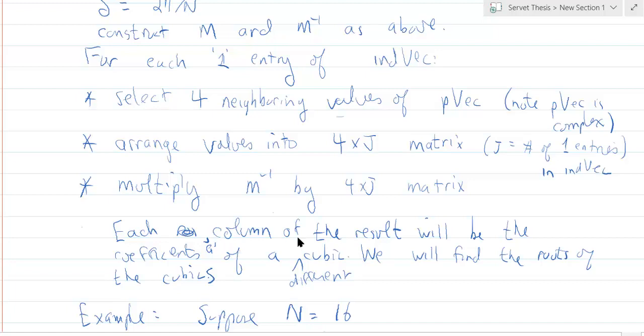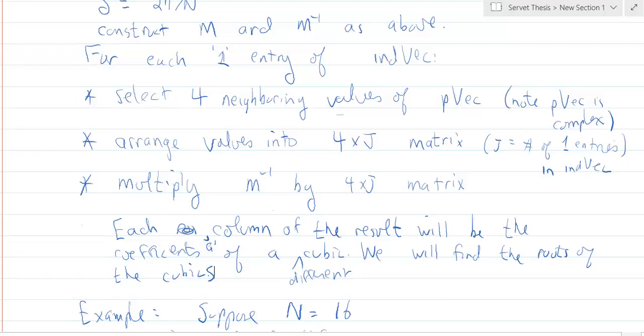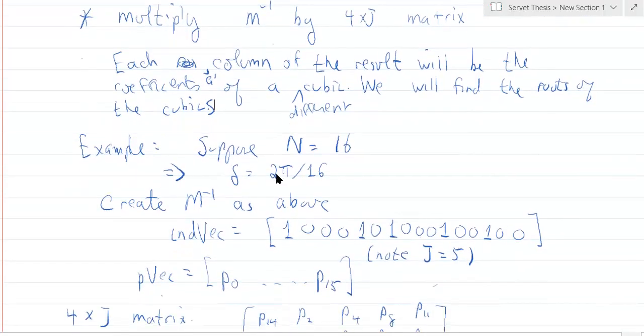All right, so let me give you an example to show the kind of result that I want. Let's suppose that n equals 16. When you write your code, you can write it in a separate code file, create a new file, and test it with an example like this. So you can set n equal to 16. Delta will be equal to 2 pi over 16. Using that value, you can create M inverse as above, as I indicated.